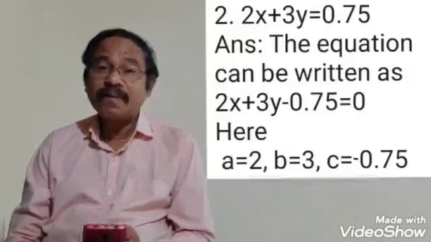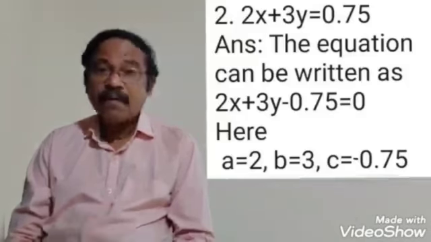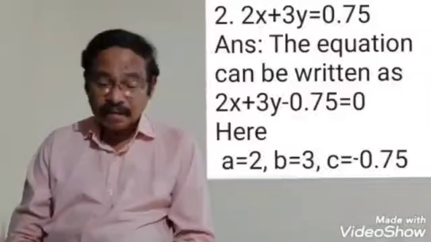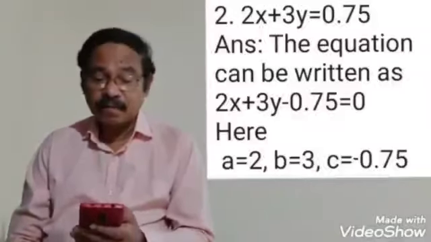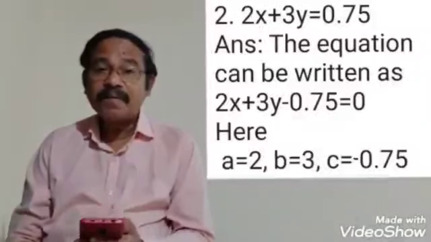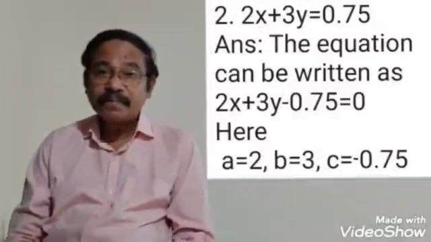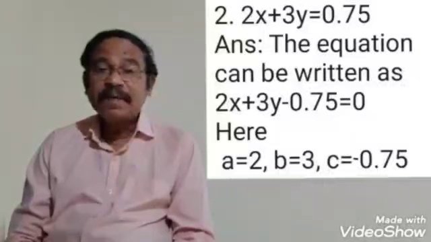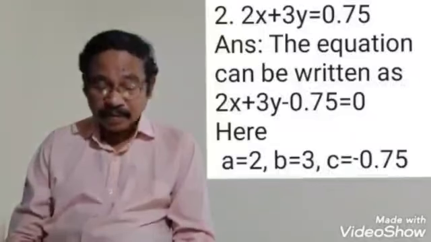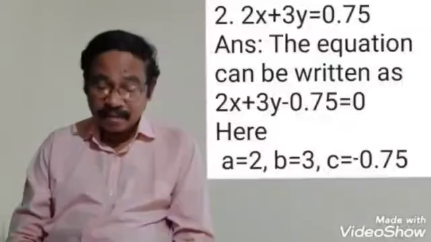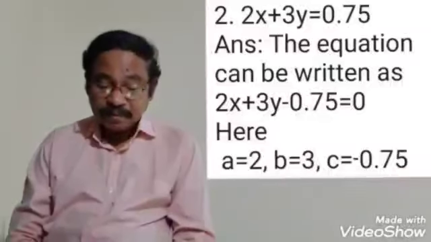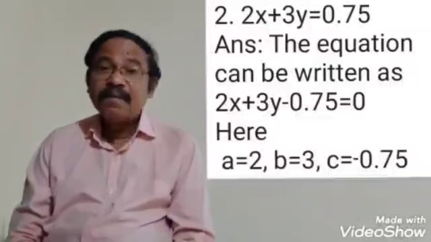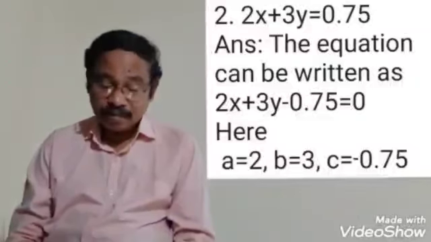Next question. 2x plus 3y is equal to 0.75. You can write it as 2x plus 3y minus 0.75 is equal to 0. Comparing with ax plus by plus c is equal to 0, here a is equal to 2, b is equal to 3 and c is equal to minus 0.75.